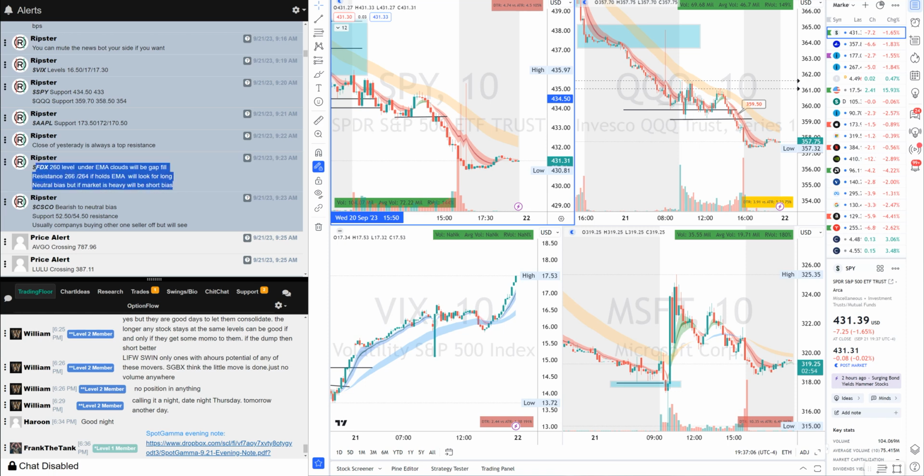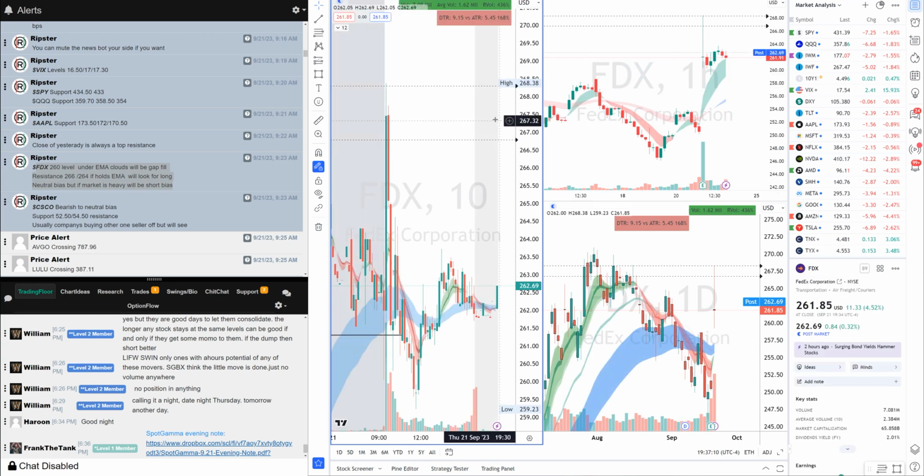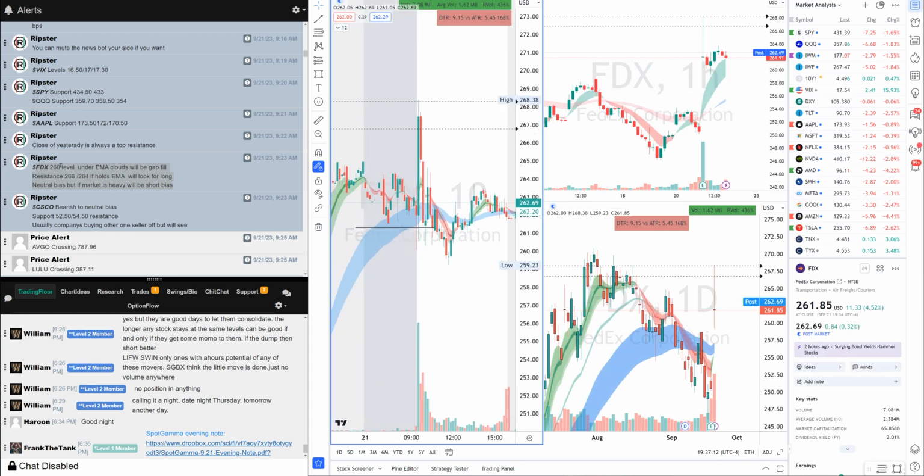FedEx 260 level was the key today. It was kind of a scratch trade. So FedEx 260 was the key. If it breaks, then it will gap fill. The resistance is 266, 264. If EMA long holds, I will look to long. Neutral bias based upon the market.